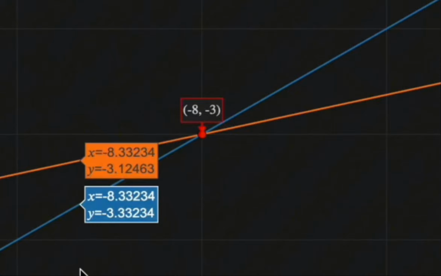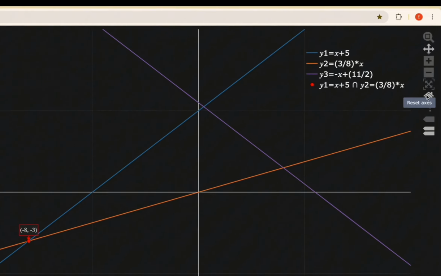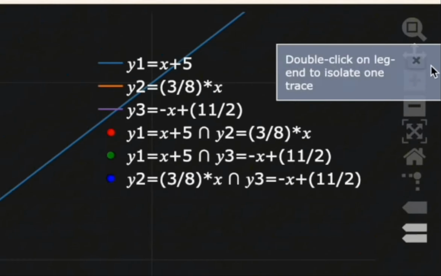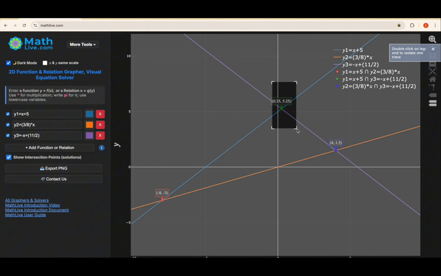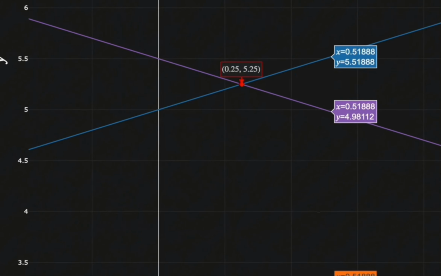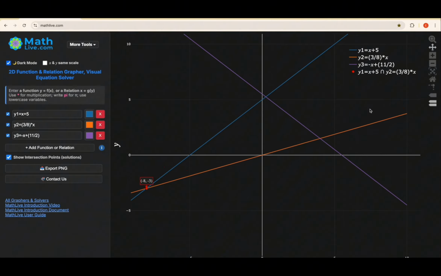For point A, it shows us that the intersection is negative 8, negative 3, which is equal to the point that we obtained when we solved it by hand. We can use this home button to rescale our axes to the original image and zoom in on the intersection of point B. At that intersection, it shows that the point is 0.25, 5.25, which is equivalent to the 1/4, 21 over 4 point that we obtained by hand.